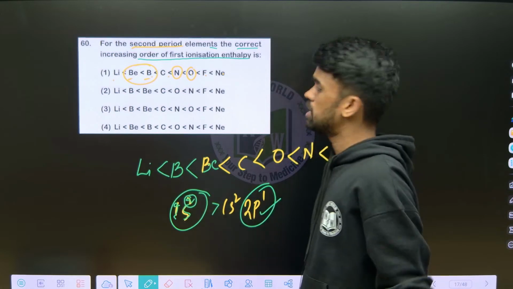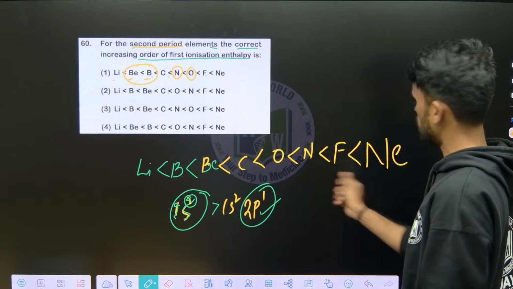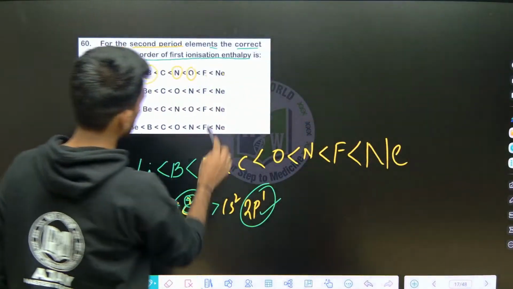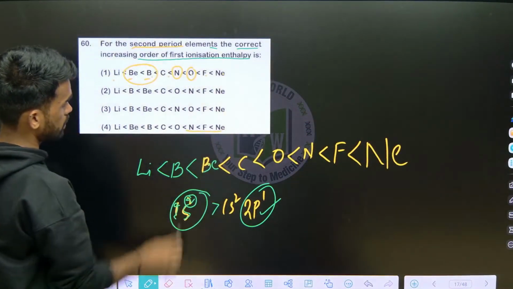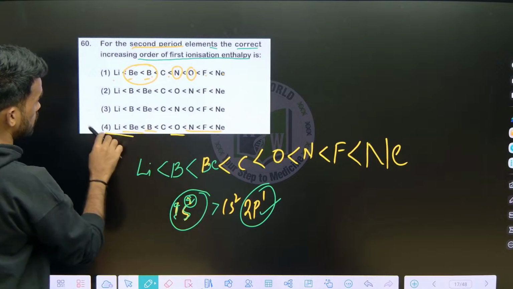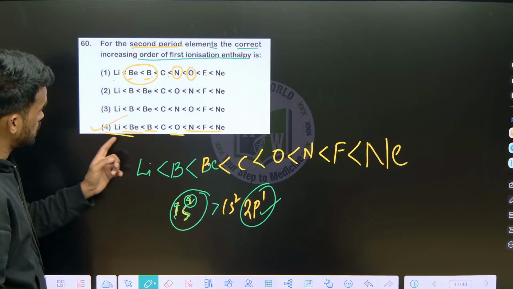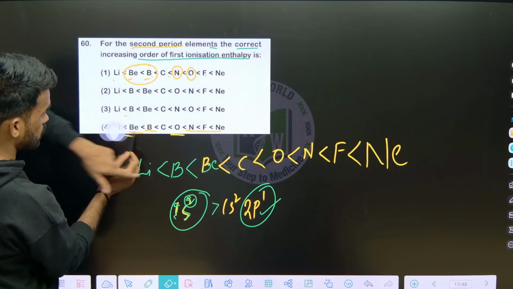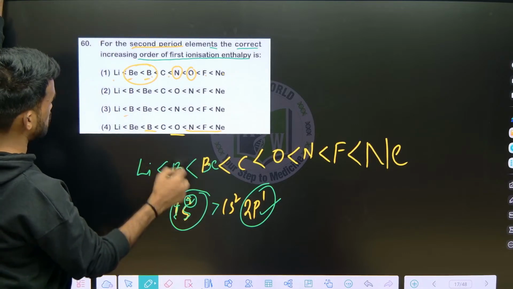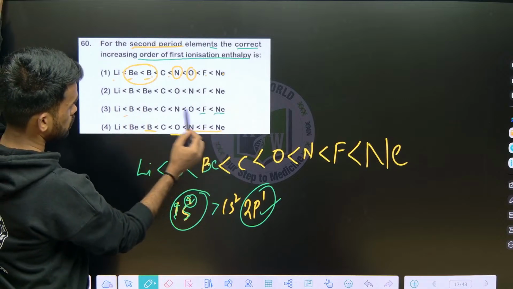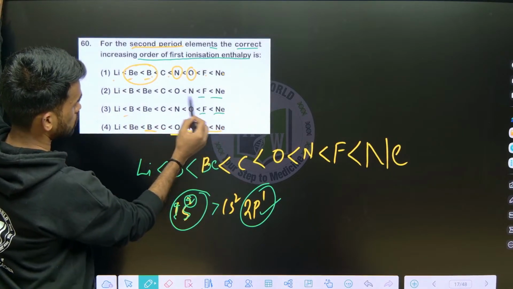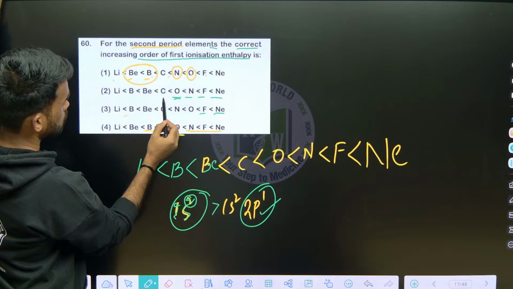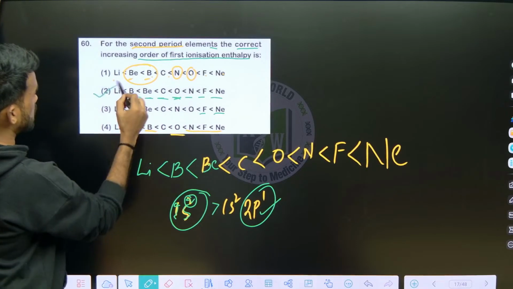Like this you need to answer. So which option is correct? See, here it is given. Fourth option is correct? No, not the fourth option. Once again cross check with this. Option 1 has a similar order to this? No. Oxygen, carbon, beryllium. Yes, the second option is correct.